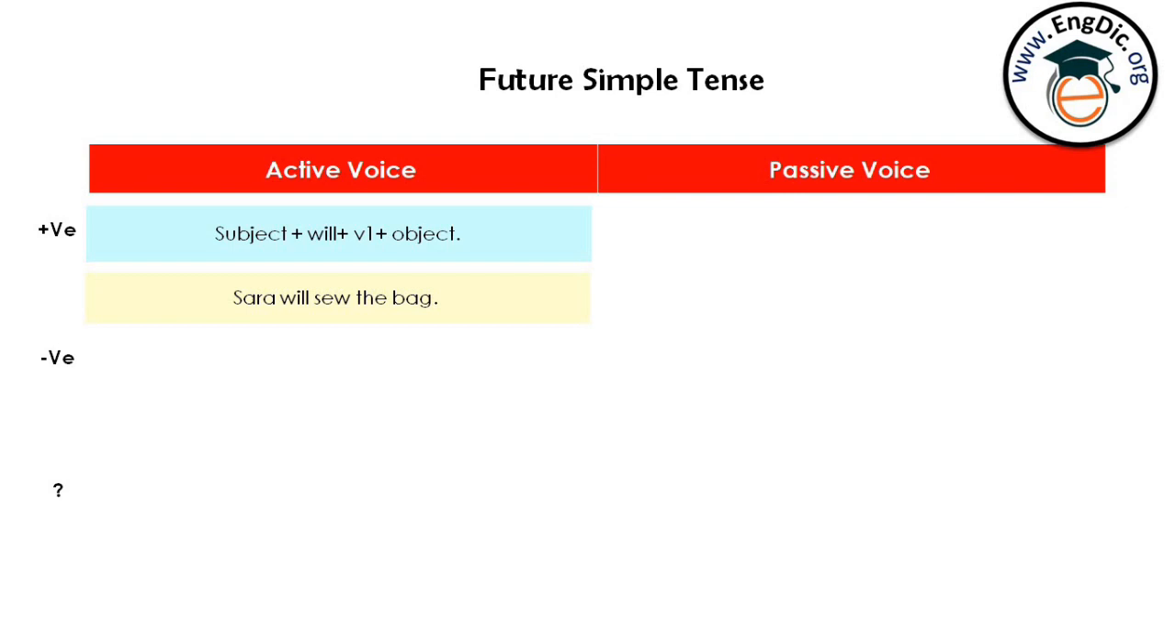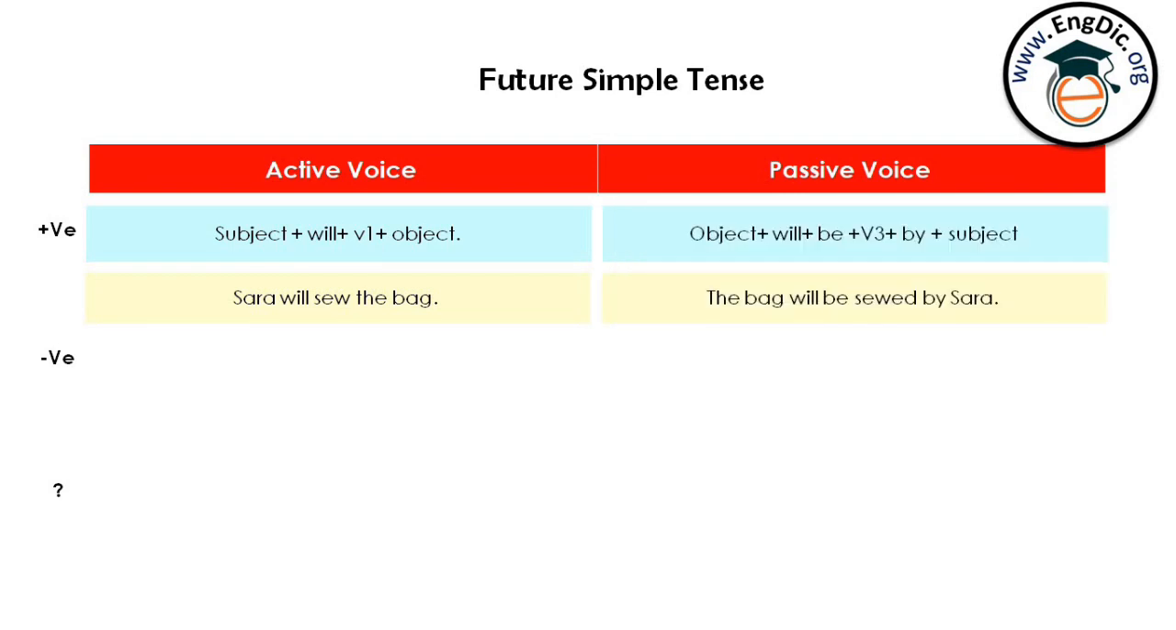Passive voice of this sentence would be object will be, third form of verb by, and then the subject. The sentence has changed to the bag will be sewed by Sarah. We have put the object the bag, and then will, and then be, the third form sewed, and then by, and then the subject Sarah.